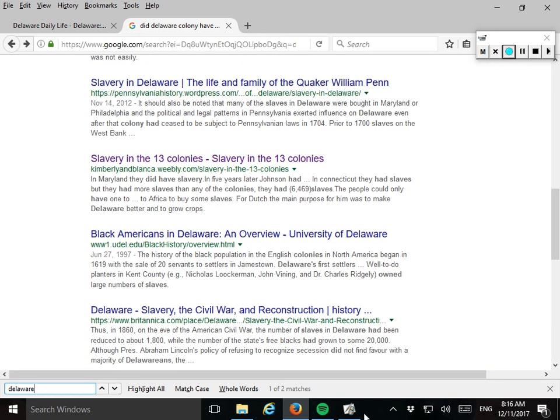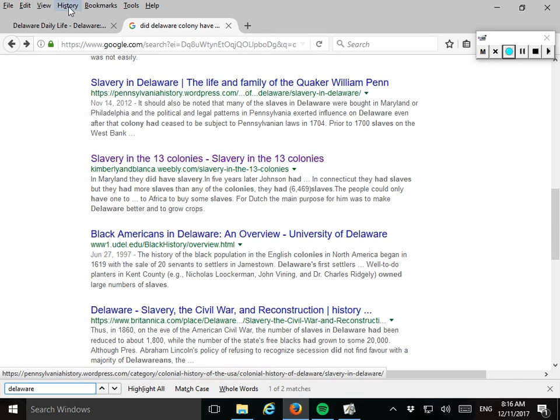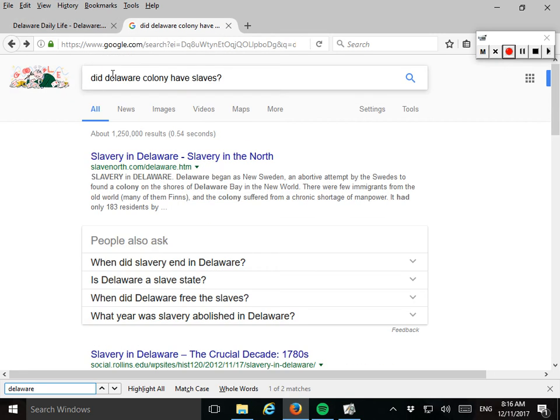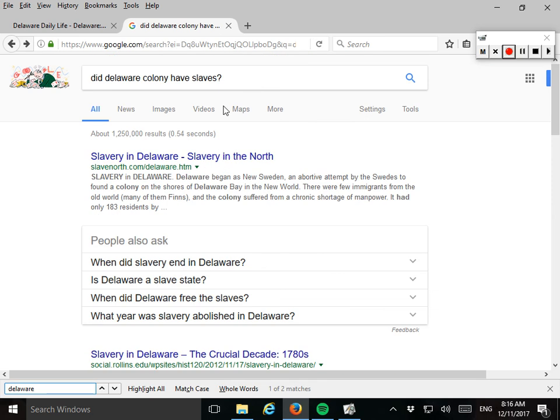But if I really think about it, my question is not just about slavery, but it's about women. So if I'm trying to find information about women in Delaware and in slavery, asking the question, did Delaware colony have slaves, might not actually help. But if I just try and search, did Delaware colony have enslaved women? If I'm only getting these answers now, I might be getting too specific. So I might need to go about this a different way.